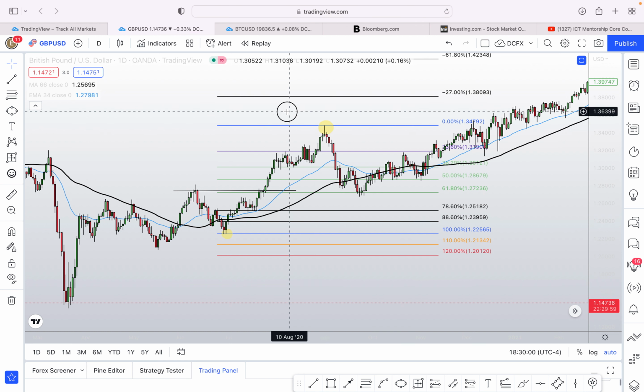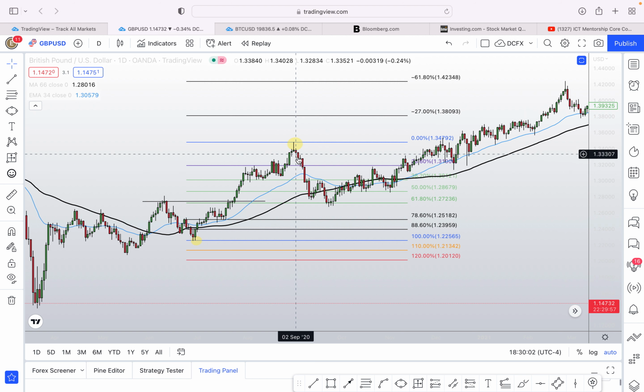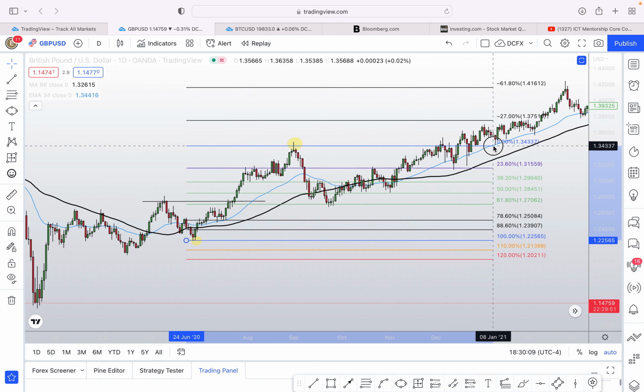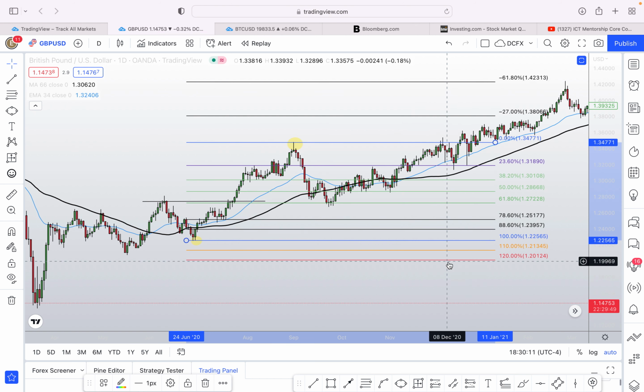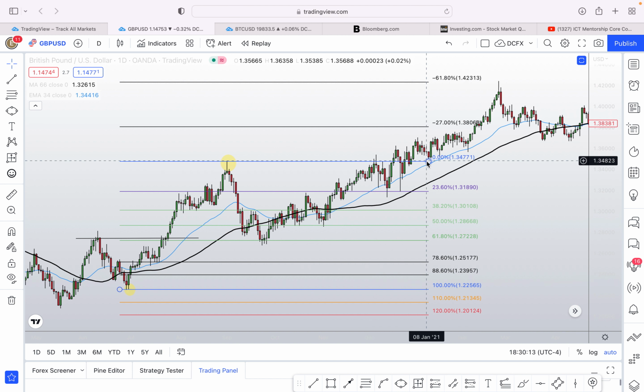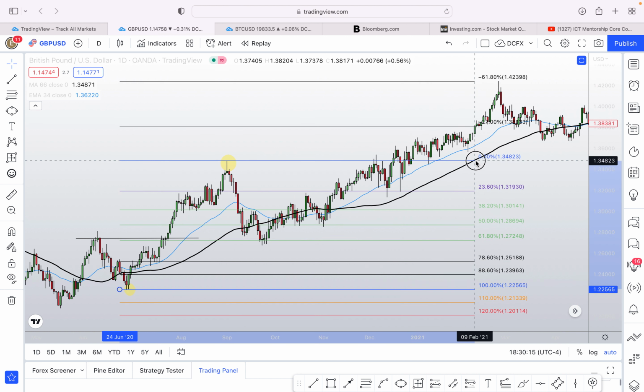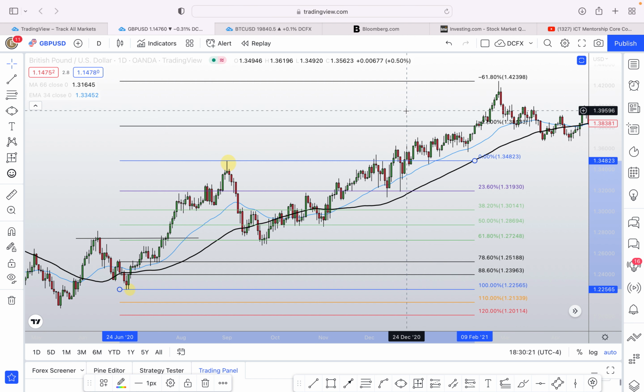Okay. From there, we see the market retrace down to a 61.8 level of support. And then let's stretch it out. We see the market pushed all the way up into our negative 27 zone. Okay. And that's pretty much all it is, guys.